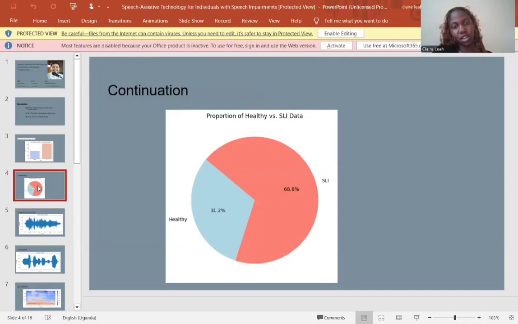For the continuation, the pie chart is showing the same thing. It shows the portion of the data from each class in relation to the total data set. So the healthy data set takes up the smaller portion, and the SLI data set takes up the larger portion. The pie chart provides a clear picture of how the data sets are distributed.